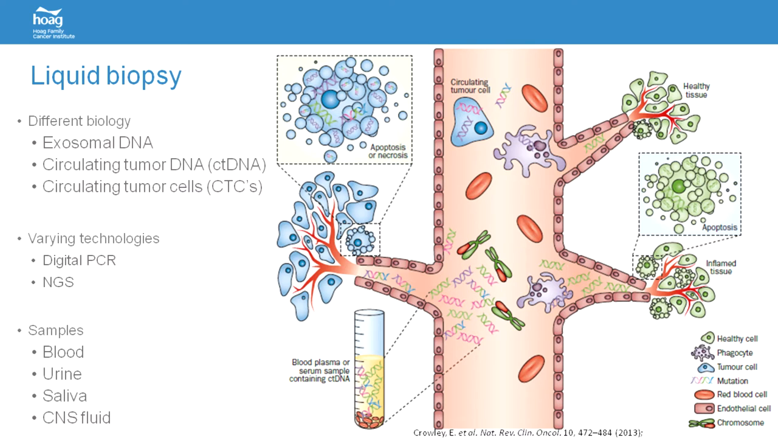Some of it's called exosomal DNA. Often what we're hearing a lot about now is what they call circulating tumor DNA, or cell-free DNA, which is the same thing, and you can get circulating tumor cell assays as well. There are varying technologies that are used for this. You'll hear digital PCR being used, BEAMing technologies. Some of it is actually shifting towards the NGS realm now.